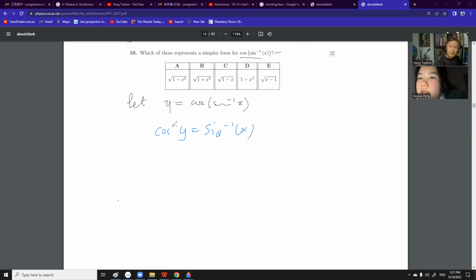So this inverse cosine is equal to this sine inverse. Then we have to define, can we draw the diagram? Can we build the triangle to see what is the relation between the two? Say if I choose this is x, probably this is not the right way to go.